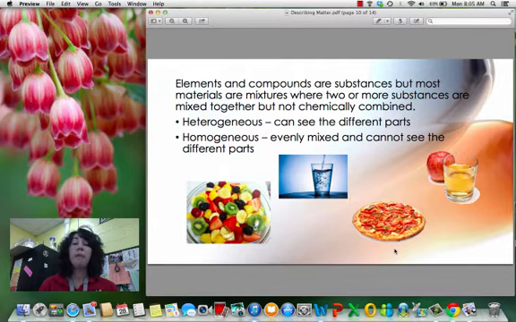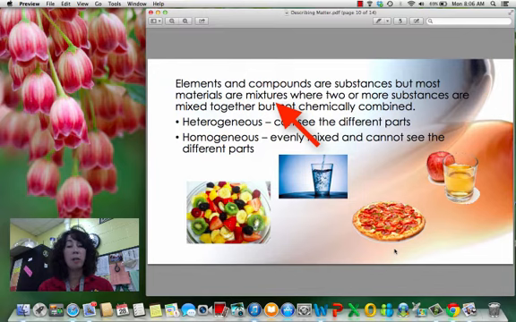Now, elements and compounds we know are substances, but most materials that we come across are mixtures. And a mixture is just when 2 or more substances have been mixed together, but they are not chemically combined, and so their properties do not change.